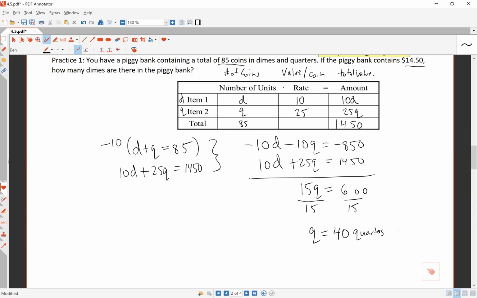40 quarters has a value of $10. There were 85 coins, so that leaves 45 dimes. Which is $4.50, which leaves us a total of $14.50.